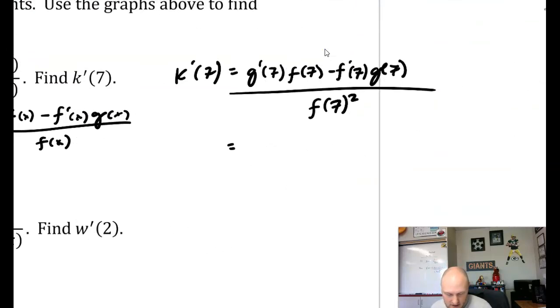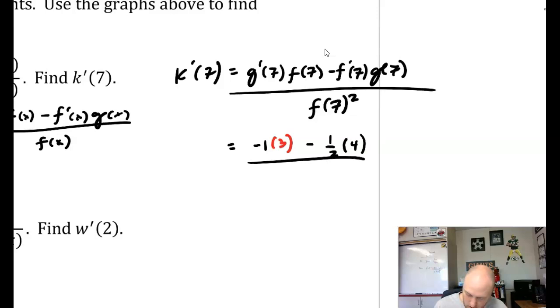So we're going to go ahead and drop these in. Okay, so g prime of 7, that was -1, times f of 7, which was 3, minus f prime of 7, that was 1/2, times g of 7, which was 4, all over f of 7 squared, which was 3 squared. Okay, and if you work that out, you should have gotten -5/9.